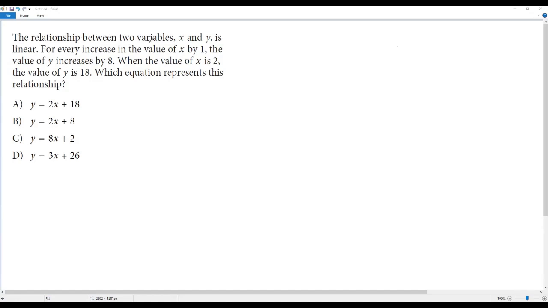The relationship between two variables x and y is linear. For every increase in the value of x by 1, the value of y increases by 8. When the value of x is 2, the value of y is 18. Which equation represents this relationship?